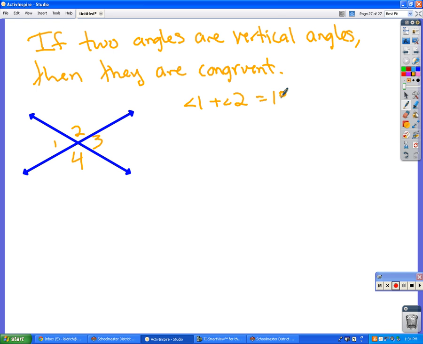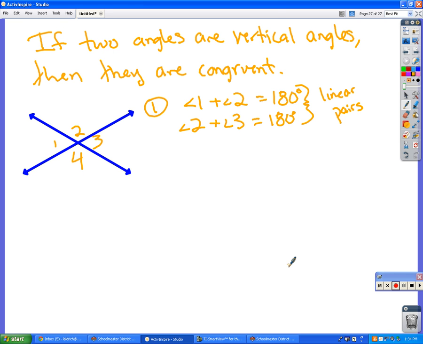Because it's a linear pair. Because it is a linear pair, and we have already established that the linear pair makes a straight line, they will always add up to 180 degrees. Then I'm going to say that angle 2 and angle 3 also add up to what? 180 degrees. And so my reasoning for both of these is that they are linear pairs. Okay? So that's the first thing I'm going to tell you.